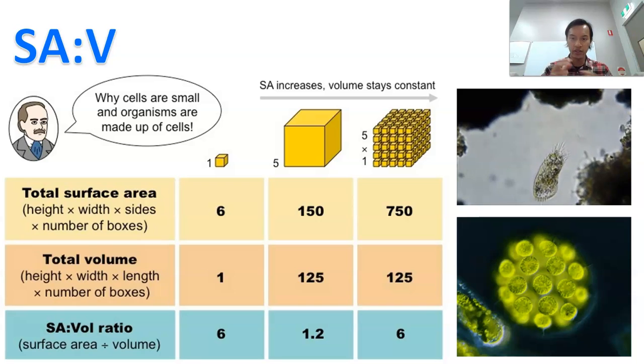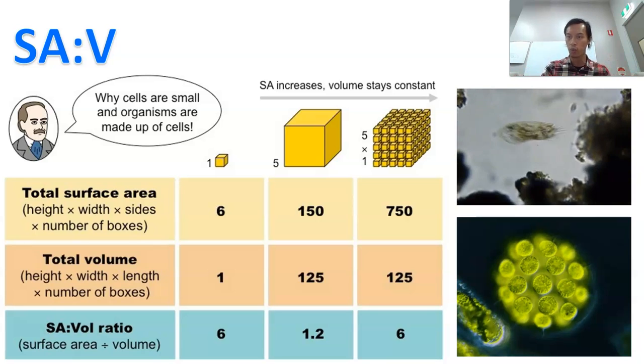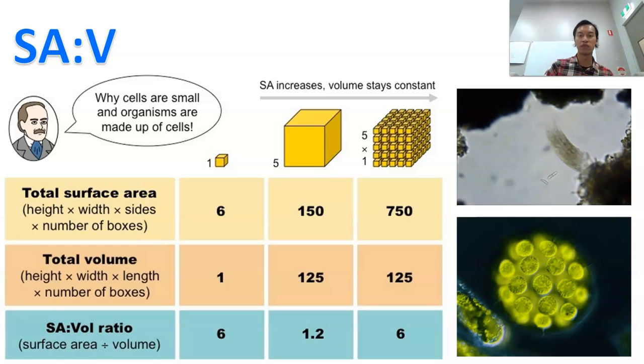Okay, here's the same thing represented. So if you were to think about it, for a cell, the advantage is actually to stay small, because that gives you a greater surface area to volume ratio when you stay small, right?